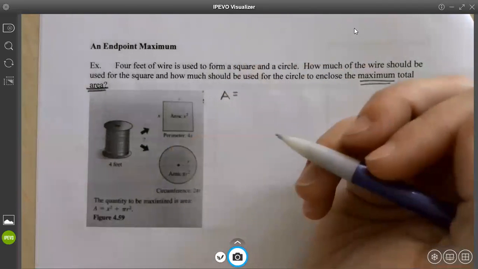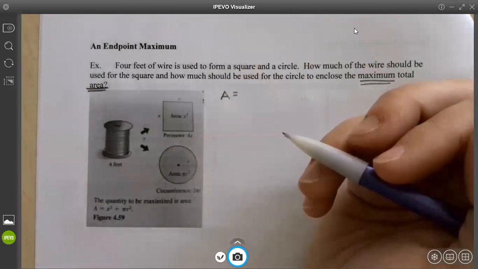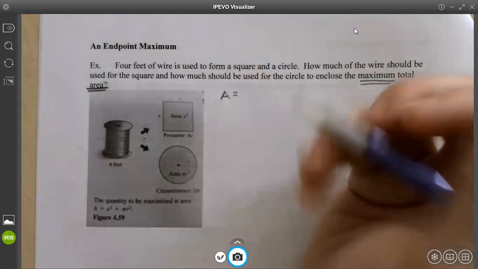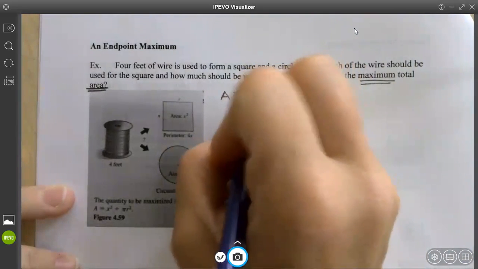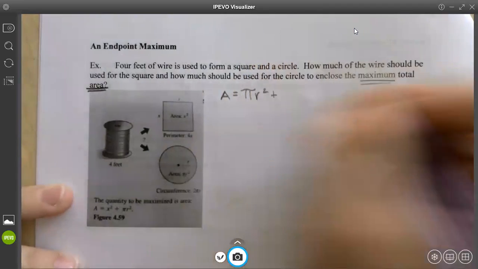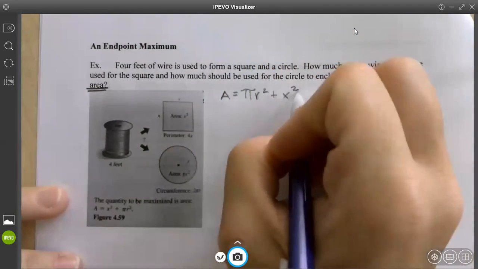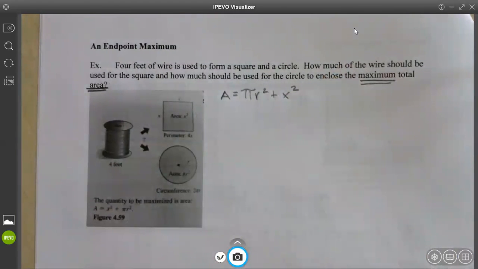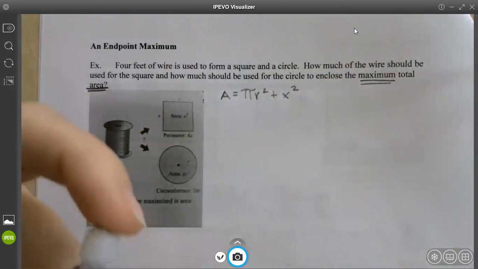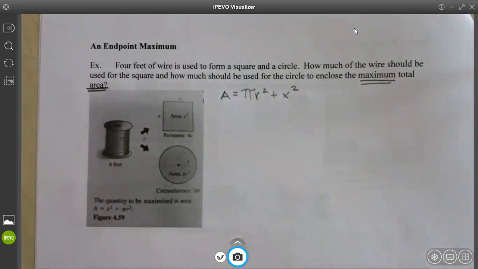Circle, how do we find the area of a circle? It's on there, pi r squared. So we're doing a circle, pi r squared, plus we're doing a square, x squared or side squared. All right, so that's your primary equation because that's what we're trying to maximize.